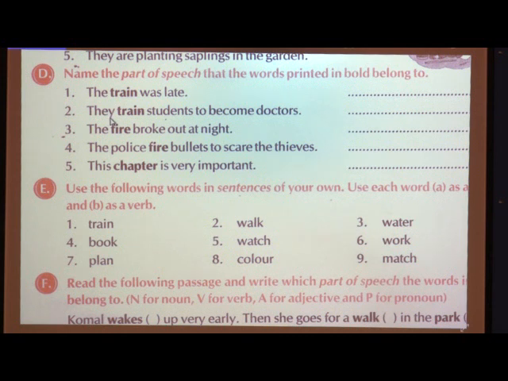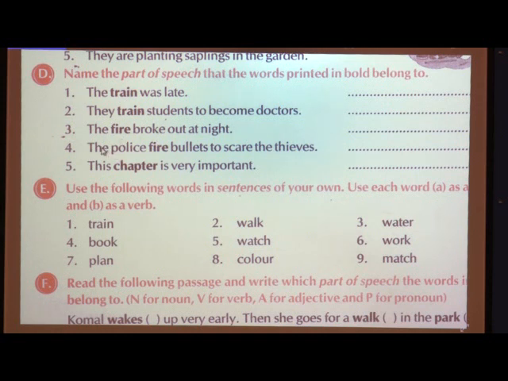Second one, they train students to become doctors. Now, this train is different. This train means we give training, or we make the students learn, or study to become a doctor. Here some action has been done. So, they train students to become doctors. So this train is what? It is one action. So that is this part of speech, we can say here it is a verb.